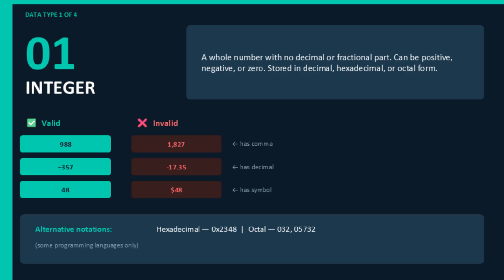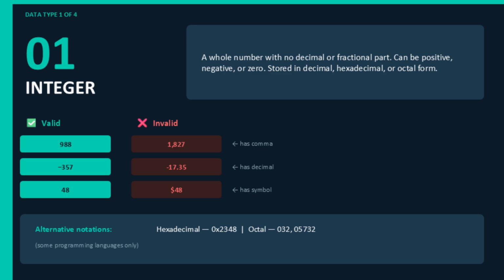decimal point or symbol. On the other hand, some values are not considered integers. For example, 1,827 is invalid because it contains a comma. The value of minus 17.35 is invalid because it has a decimal point, which makes it a floating point number instead of an integer. The value of $48 is also invalid because it contains a currency symbol. An integer should only consist of digits and, if necessary, a plus or minus sign.